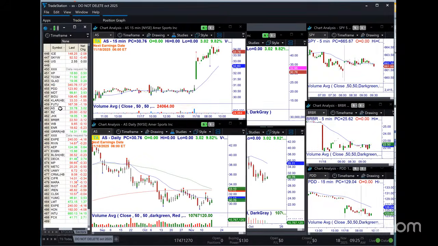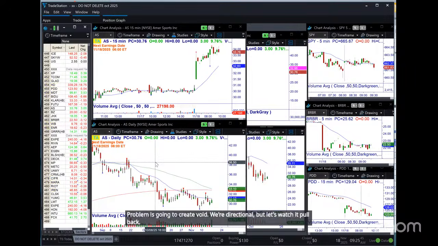Alpha Sierra, now that's a pro gap. Look at it gapping up here to 34. That's a pro gap. You got declining 20, declining 50. It's gapping over 2 pivots, a month of data. Problem is you don't have a great void for directional, but let's watch a pullback, and also put spread.